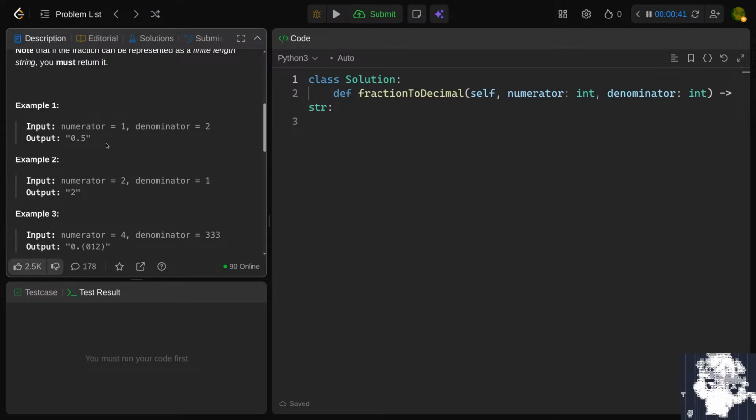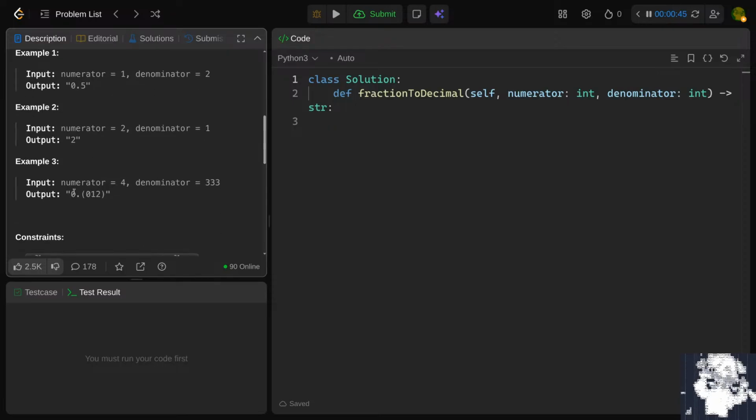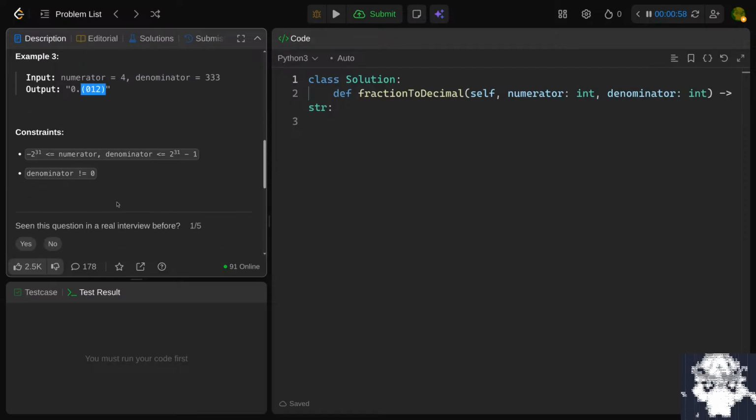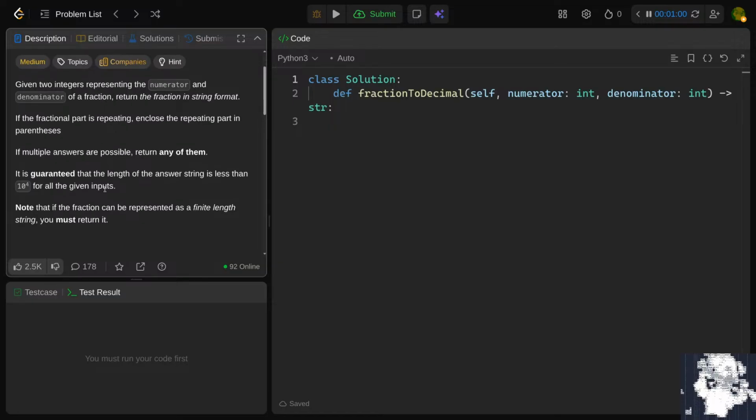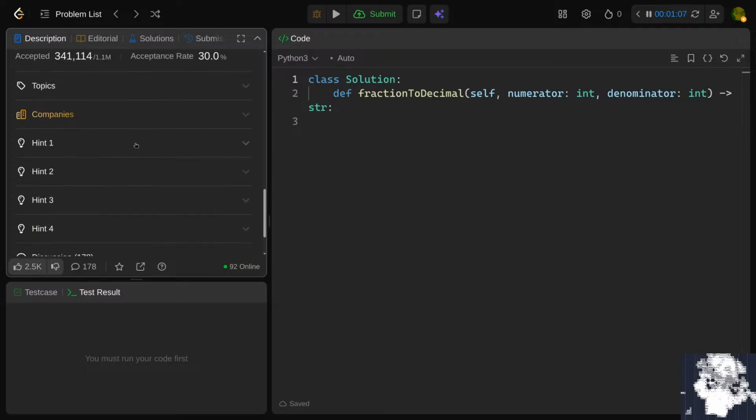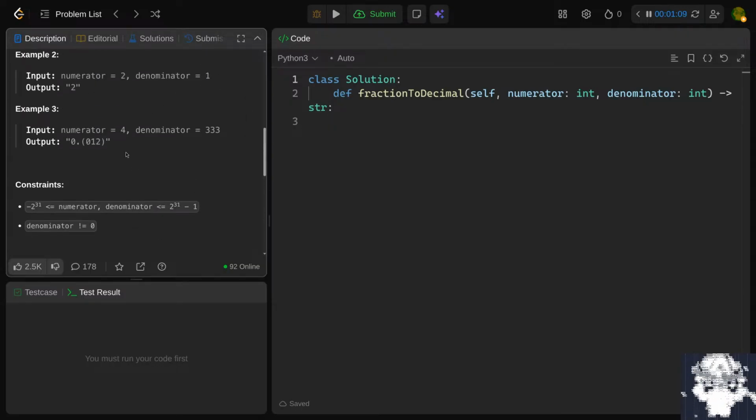Okay, so 1 divided by 2 is 0.5, 2 divided by 1 is 2. 4 divided by 333 is 0.012012012, I guess: 0, 1, 2, 0, 1, 2, 0, 1, 2. Is that what it means? Enclose the repeating part in parentheses. Okay.